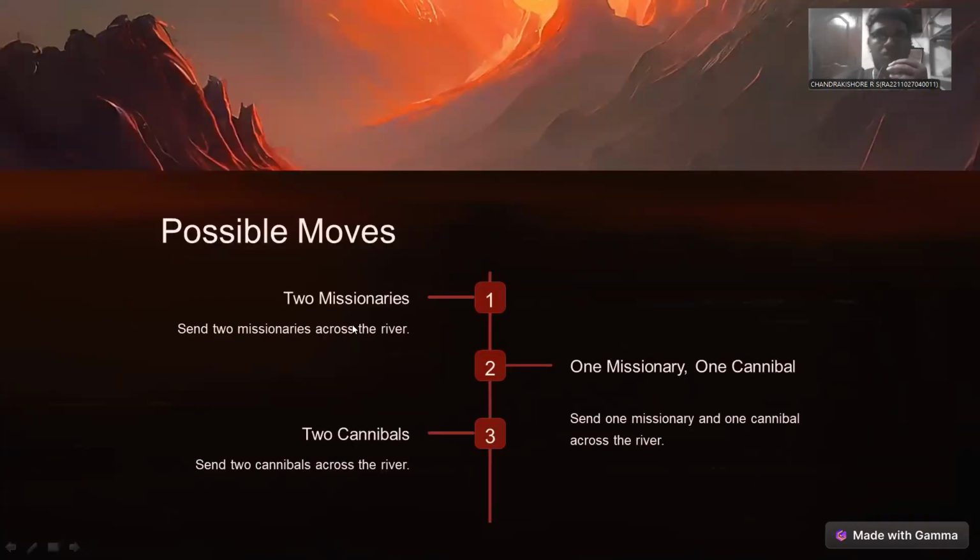Now I'm going to talk about possible moves. Two missionaries can travel in the boat to cross the river, or either one missionary or one cannibal can travel, or two cannibals can travel across the river.